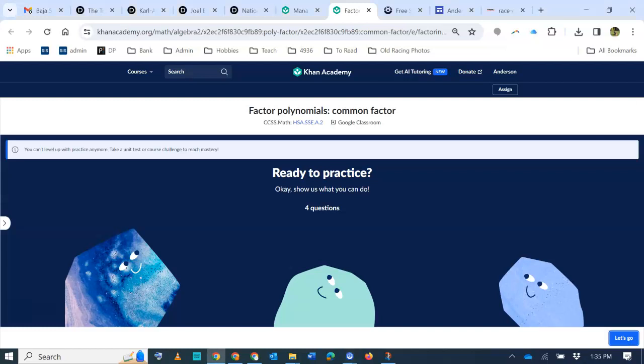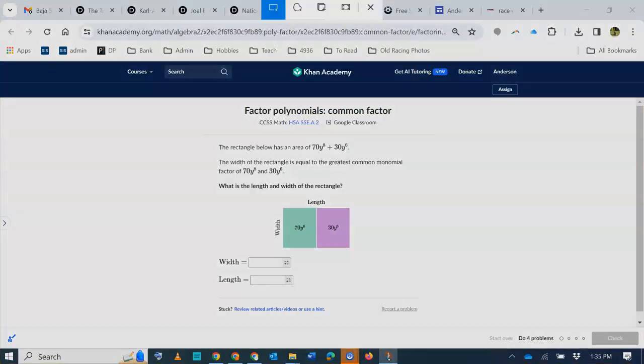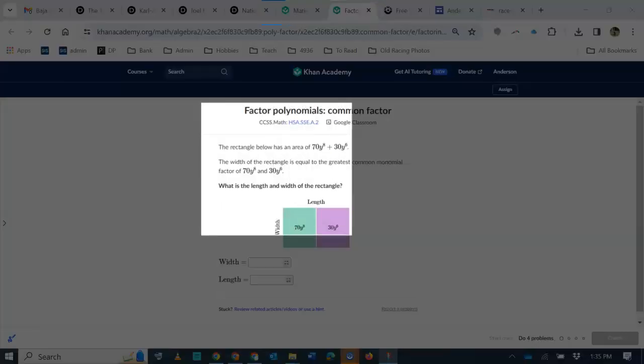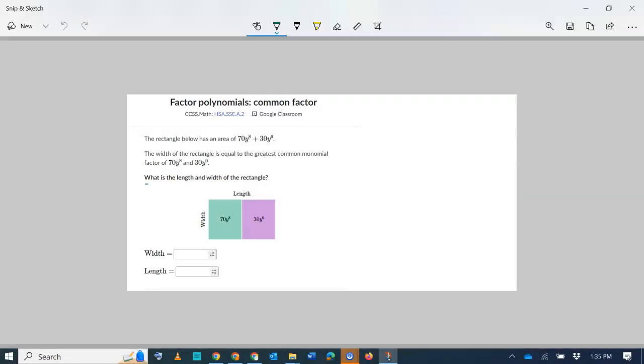Okay, let's get into the first question. Let me snip it. And always, always read the question, people. The bold is what you actually have to answer. Okay, so read this. What is the length and the width of the rectangle? Sometimes they're only asking for one of them.